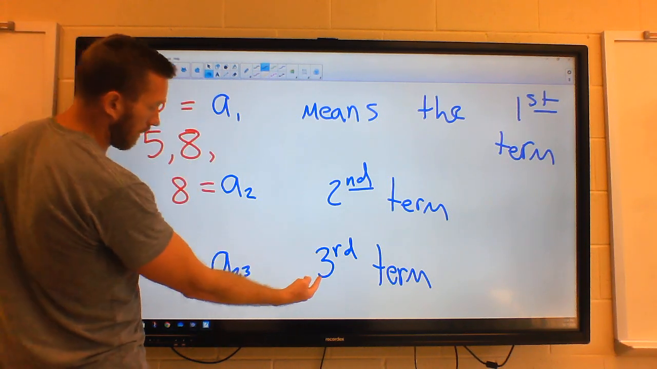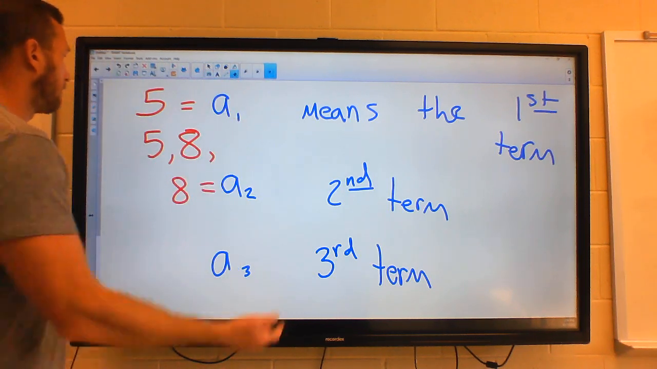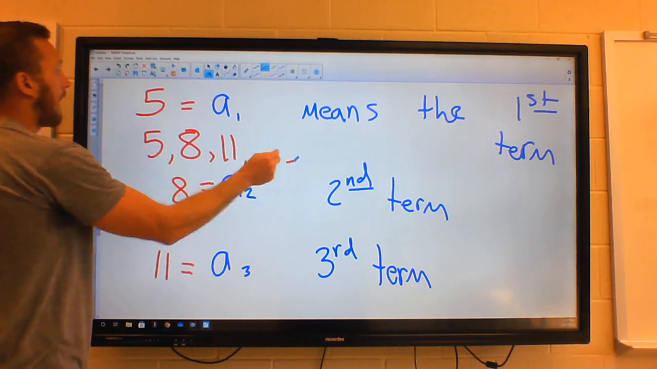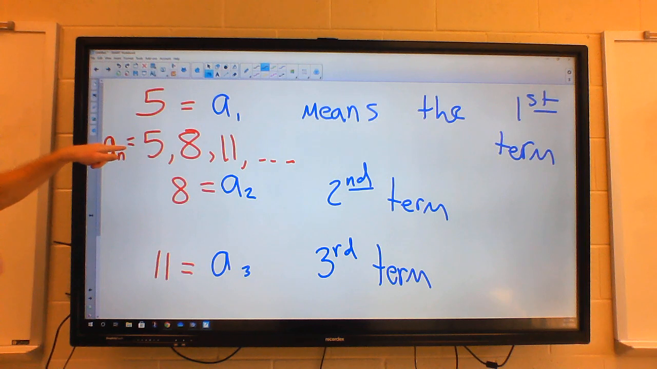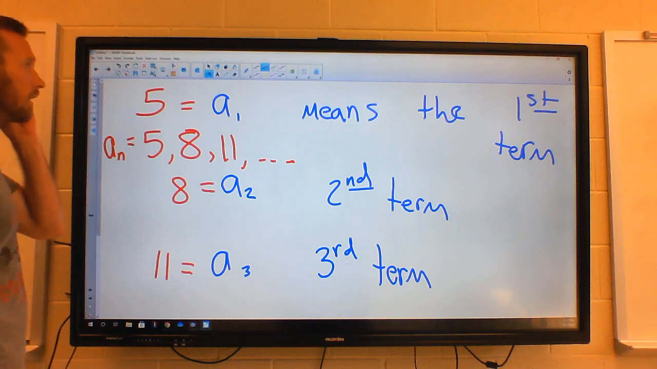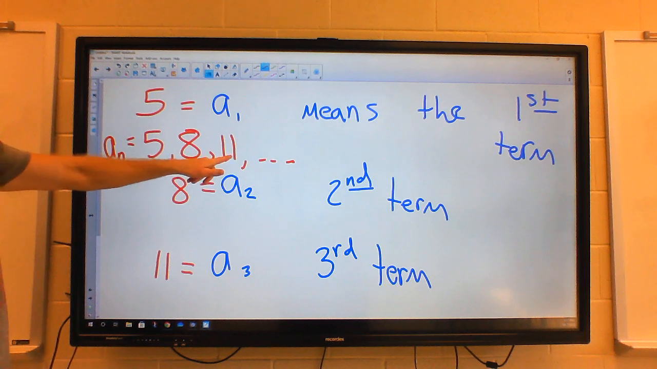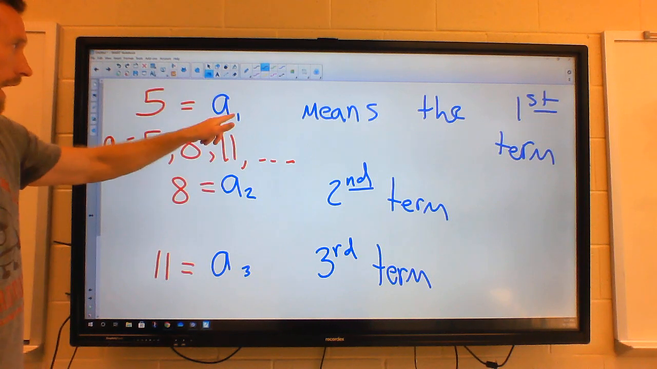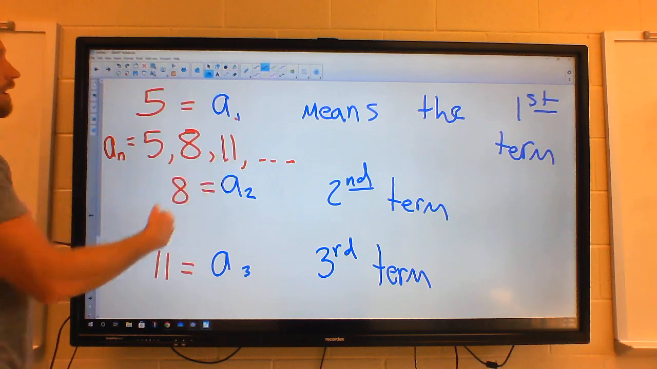Why did I put a23? I meant to put a3. So the third term, maybe we'll call that 11. And all of a sudden you see a pattern stemming. Like I said, a_n is the name of our sequence, so we would write that as a_n equals 5, 8, 11, and so on and so forth, following that pattern. Or we can say literally the first term is 5, the second term is 8, the third term is 11. So notice our inputs are the term number that we're at, or the n value, the 1, 2, 3, 4, 5, etc. And our outputs are the actual values of our sequence.